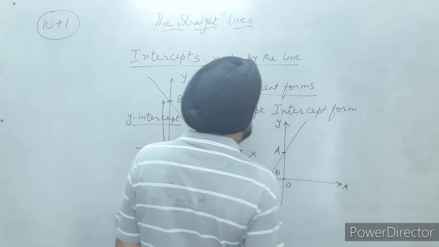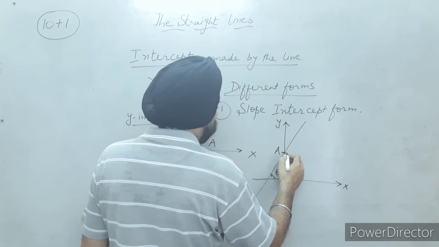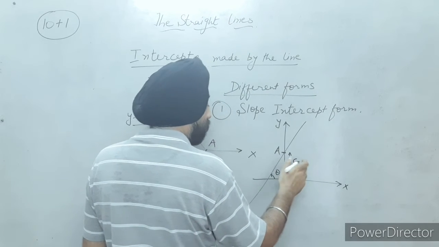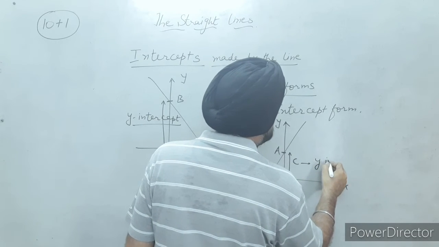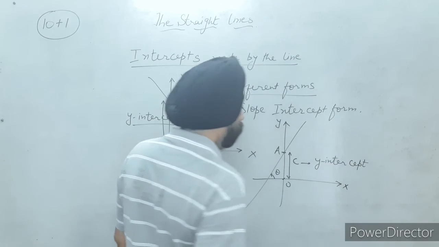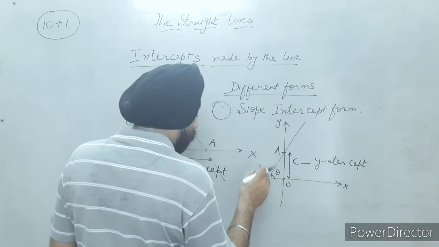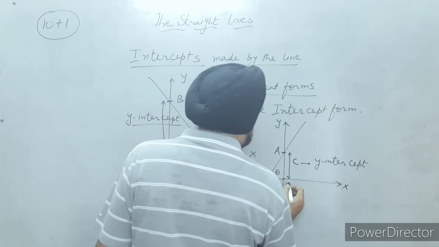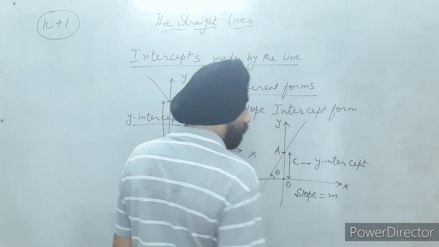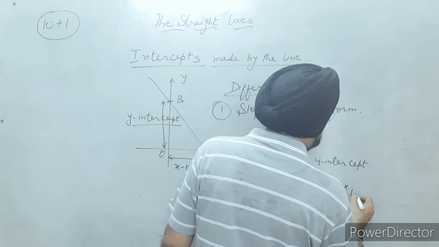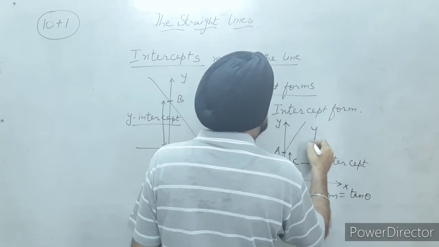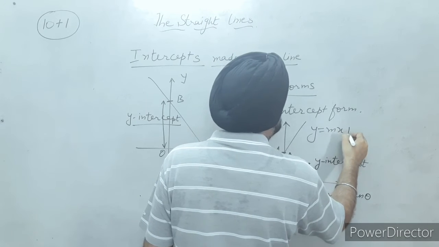Here it is the x-axis. Now this portion cut on the y-axis is represented by c. This is called the y-intercept, as told to you. This is angle theta. From here we can find the slope. Slope is normally written with the alphabet m, that is equal to tan theta. So slope intercept form is y equals mx plus c.